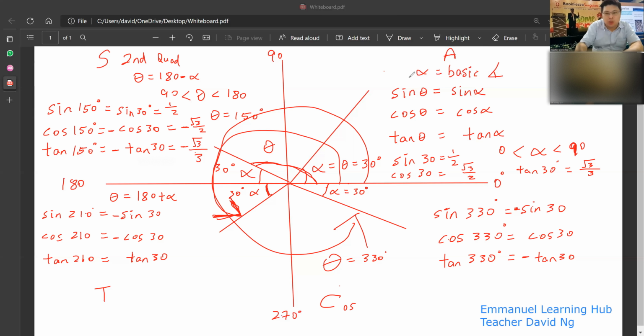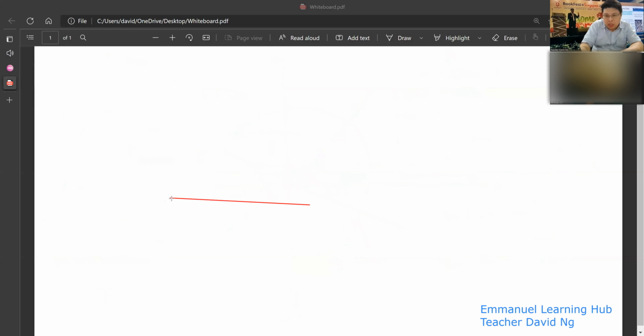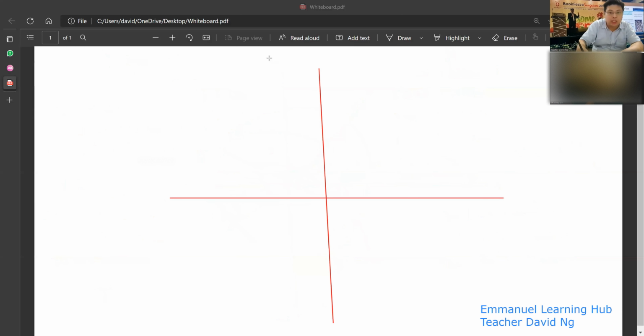Okay, now I'm going to introduce, just like I briefly mentioned, the negative cycle, negative angle. Just like I showed here that I cancel that and went back to positive, now I'm going to go back to the negative cycle. So this is my alpha, alpha is this way. Theta depends on whether you want to see it from the positive cycle perspective or the negative cycle perspective.